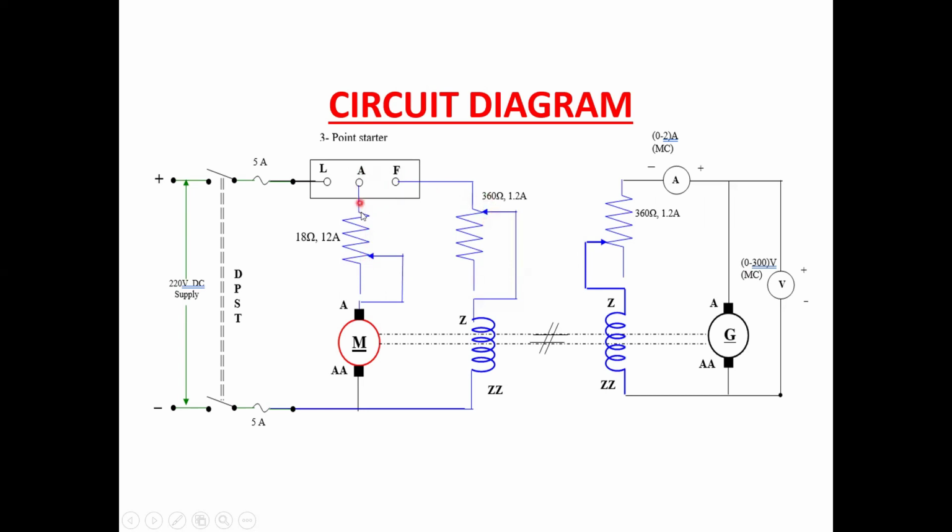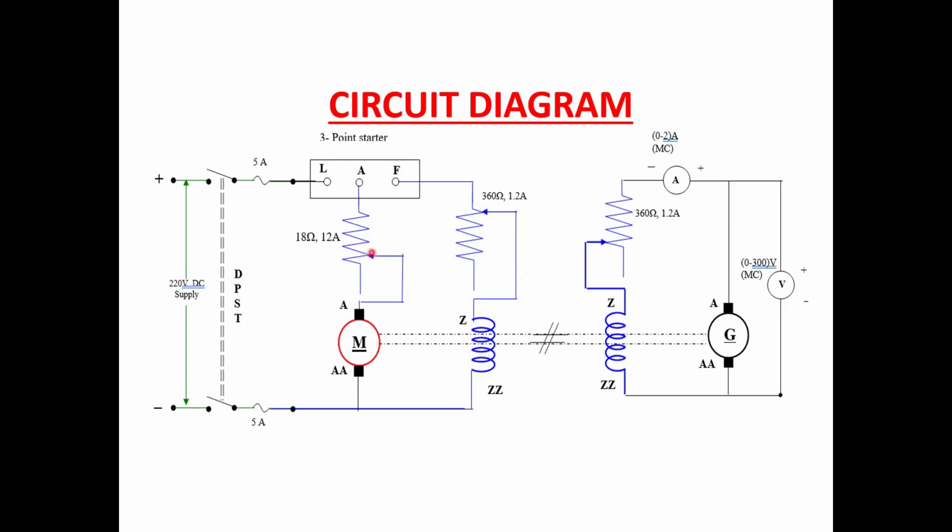We have to keep this armature rheostat in the maximum position. Why? Because we don't want to start our motor initially with a high current. That's why I'd like to keep maximum resistance, in order to draw only a small amount of current at the starting time. And the field resistance should be in the minimum position. This one is minimum. Armature rheostat is in the maximum position.